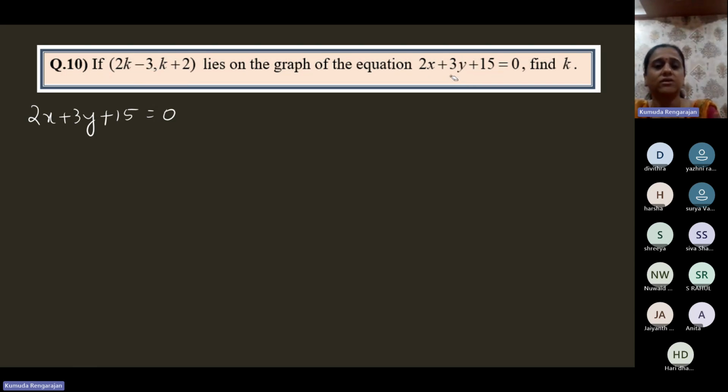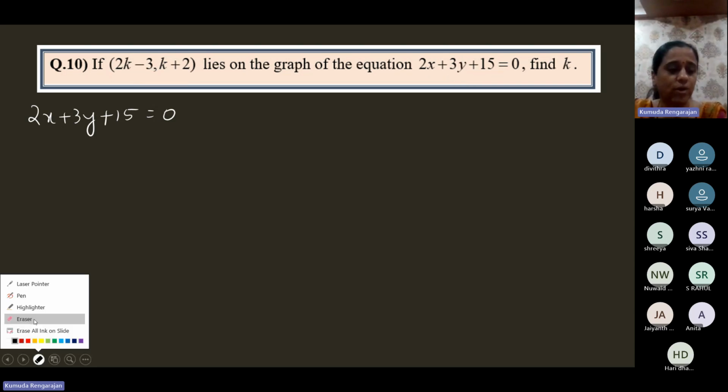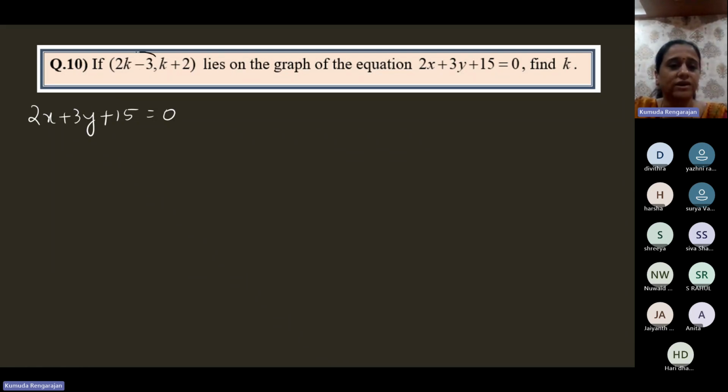It's given that this is the address of a point. See here, this is the x coordinate. This is the y coordinate. Now this point lies on the graph of this equation. So that means this point will satisfy this equation.